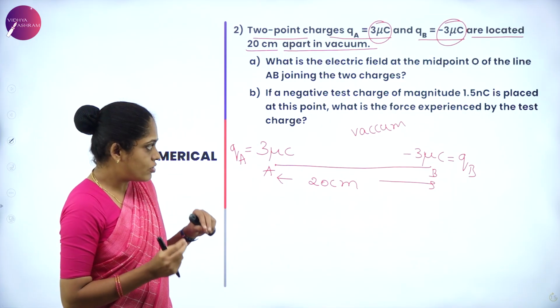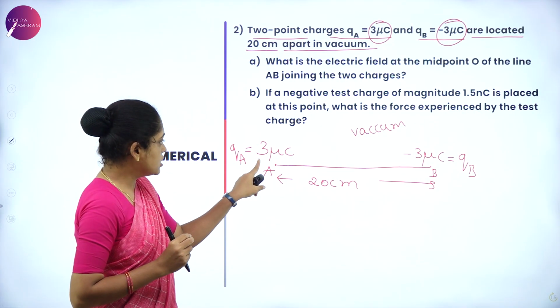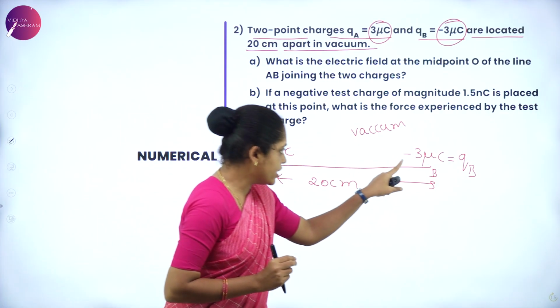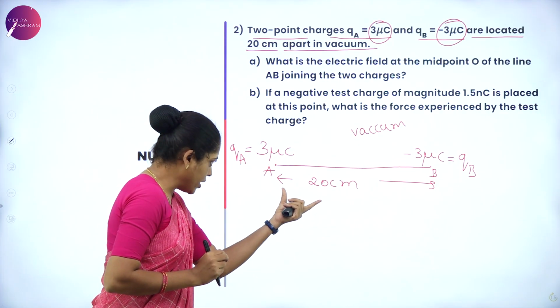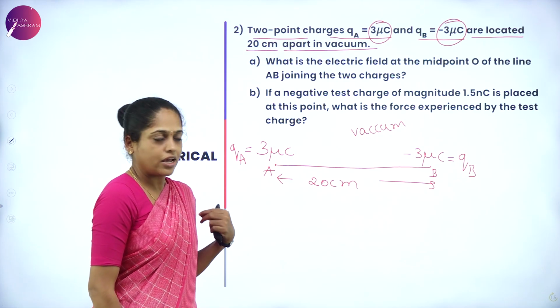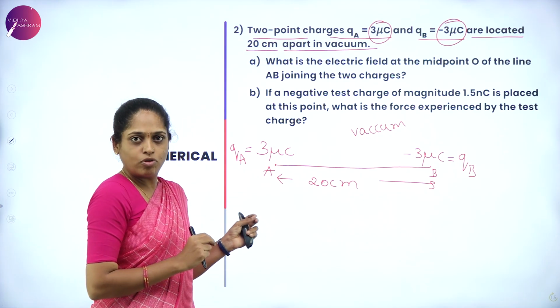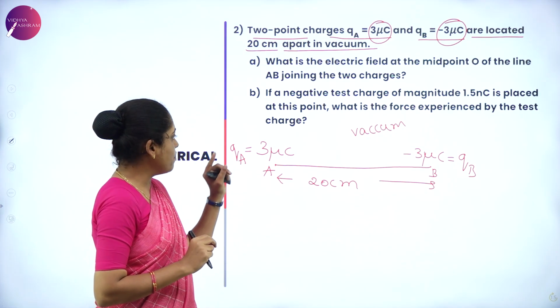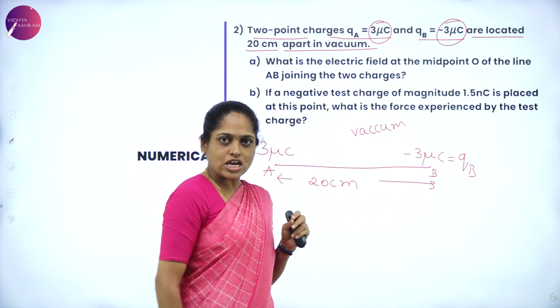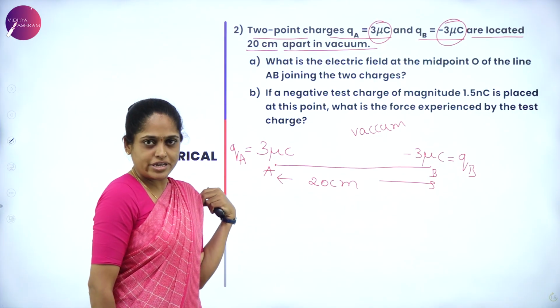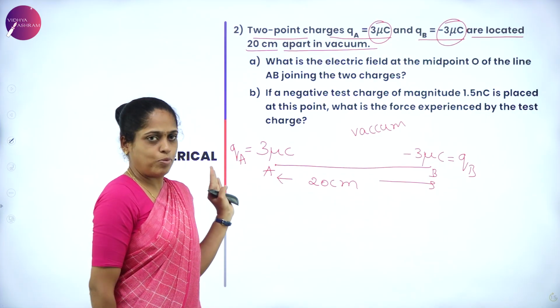You have to observe the charges here. The charges are 3 microcoulomb and minus 3 microcoulomb separated by distance 20 centimeter. It is nothing but a dipole. You know that a dipole is a pair of equal and opposite charges separated by some distance. So, this is a dipole.